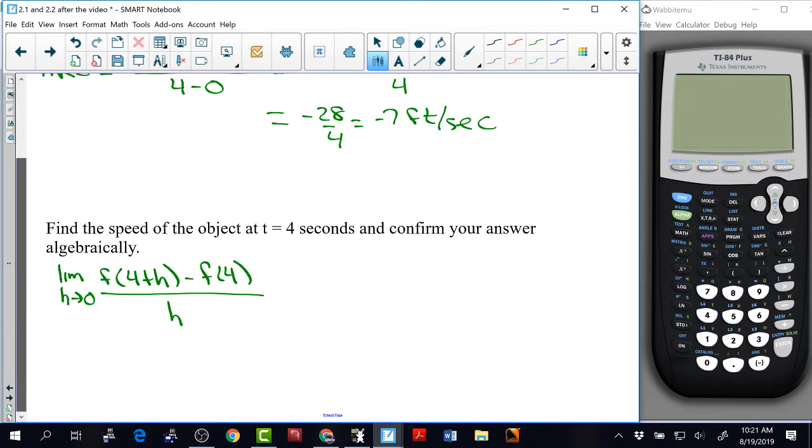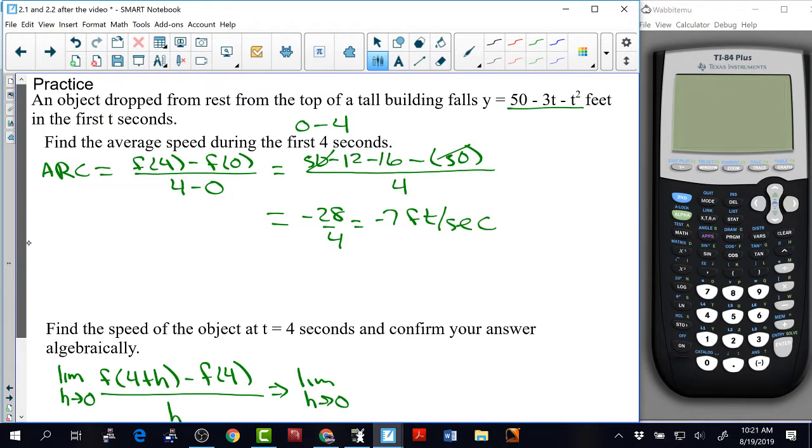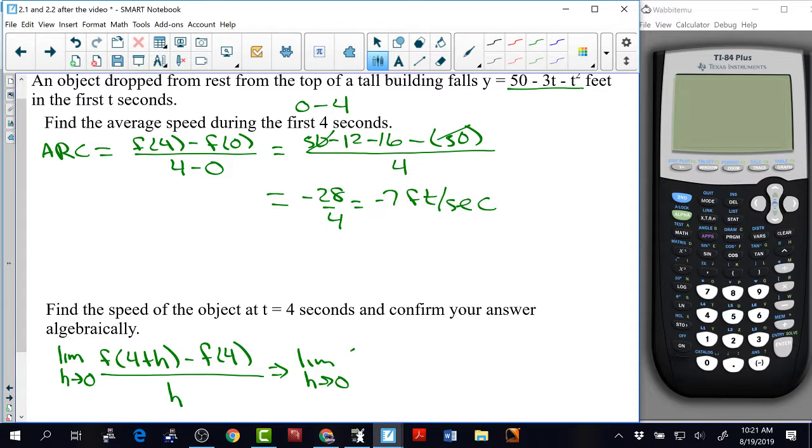Now we have some algebra to do. Limit as h approaches 0, plug 4 plus h in. That's a pain. We can get it done though. 50 minus 3 times 4 plus h minus 4 plus h squared. There's plugging in 4 plus h. Now plug in 4, minus 50 minus 12 minus 16.